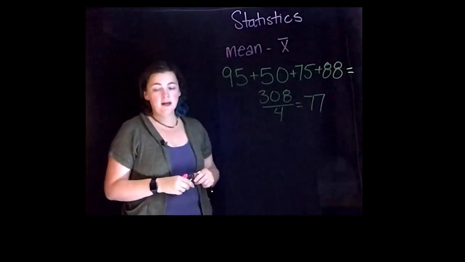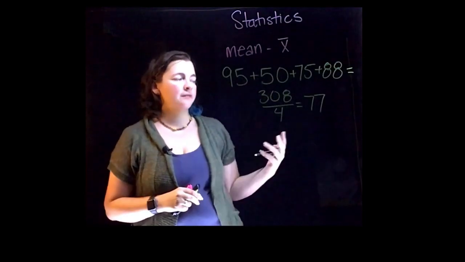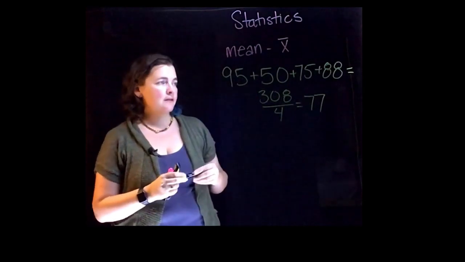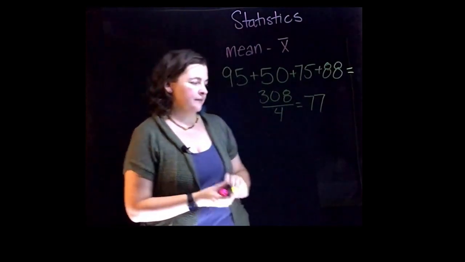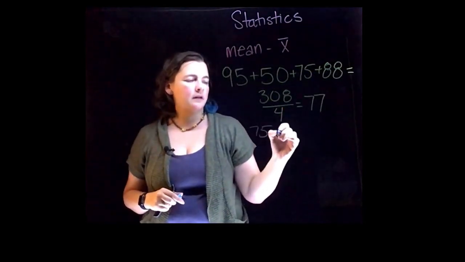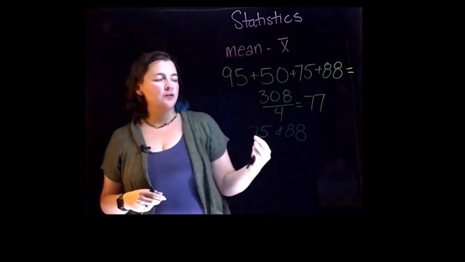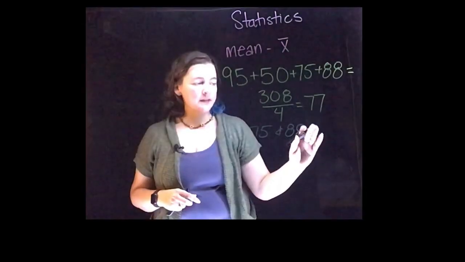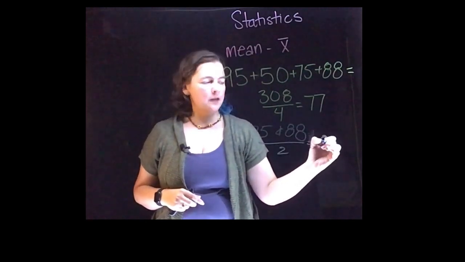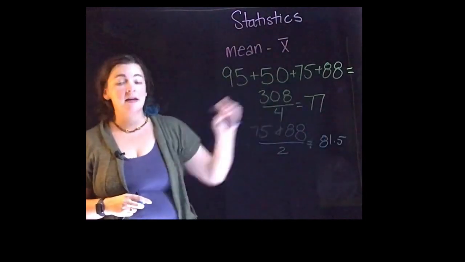The median is the middle number. So you need to put these in order. You need to find the middle 2 numbers and then divide by 2. If we put the numbers in order, we have 50, 75, 88, and then 95. The middle 2 numbers are 75 and 88. So we add together 75 plus 88 and divide by 2. When we do that, it gives us 81.5. So 81.5 is the median for this set of data points.